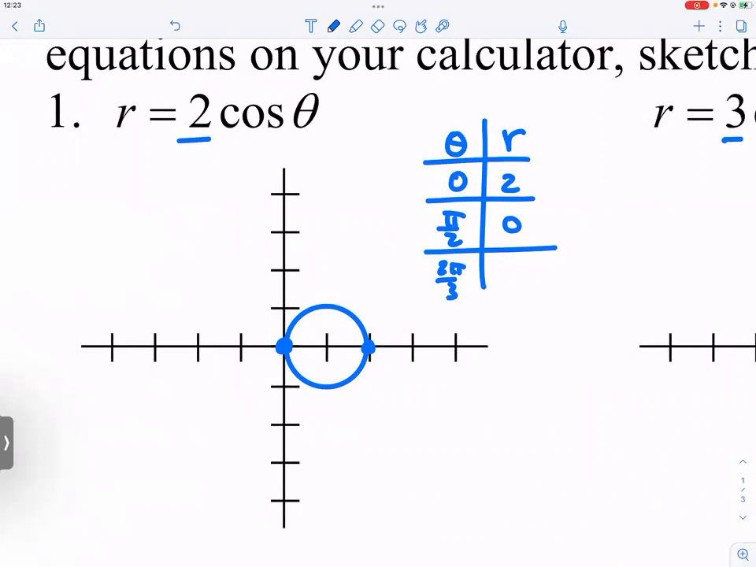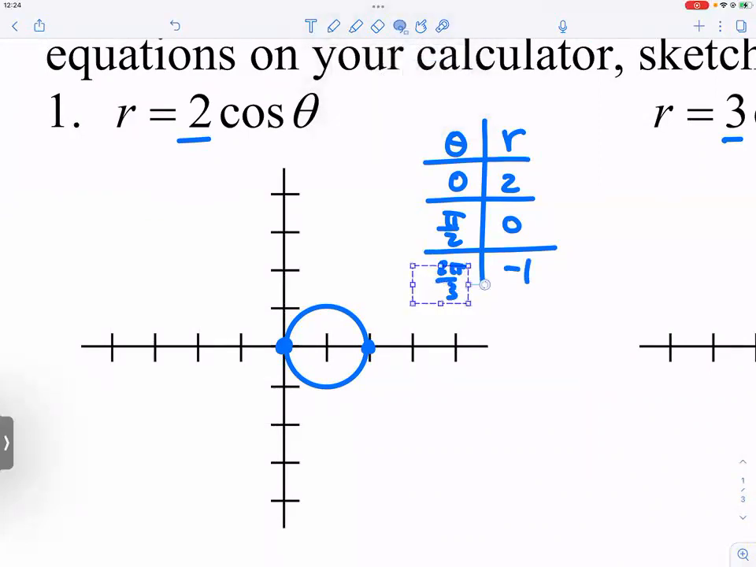It is 1/2. 1/2 times 2 is? No, actually, no. It's negative 1/2. Sorry. Cosine of 2 pi over 3, it's negative 1/2. And negative 1/2 times 2 gives you negative 1.